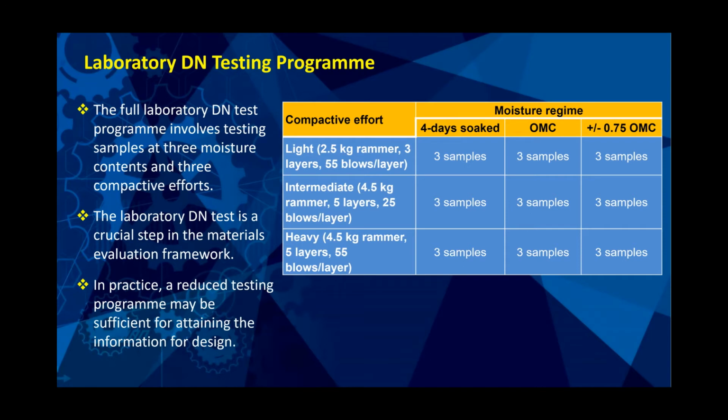In practice, a reduced testing program may be sufficient for attaining the required information for design. As explained in the DCP-DN Pavement Design Manual, you may reduce the testing to two different moisture conditions, say at OMC and soaked, if you are in a wet climatic zone, and at 0.75 OMC and OMC, if you are in a dry climatic zone. The selection of the tests to carry out will also depend on the microclimate for the sections under design.